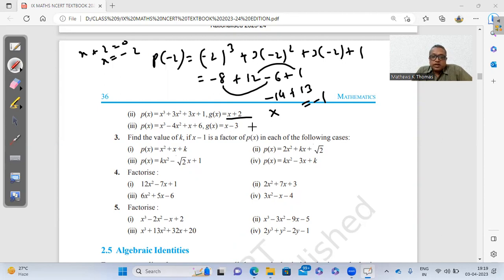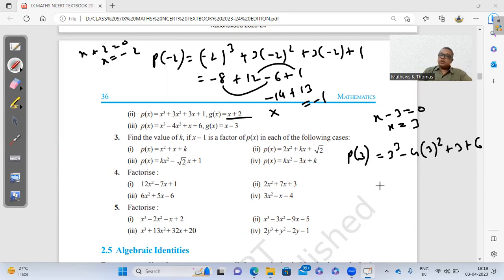Then the last part, x minus 3. So if I'm going to check this, the value of x that you have to put is 3. So instead of x, I will put 3. So this will become 3 cube, 4 into 3 square plus 3 plus 6, right? Now 3 cube is 27, 3 square is 9, 9 fours are 36, and 9, we get 36 minus 36 is 0. Therefore, here I can say this is a factor, gx is a factor of px.